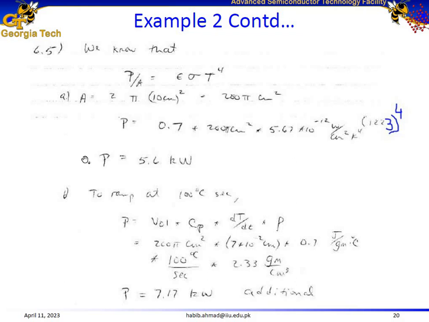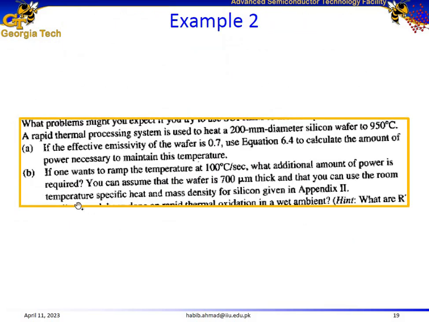Okay, now let us go to part B of this example. If one wants to ramp the temperature at 100 degrees C per second, what additional amount of power is required? You can assume that the wafer is 700 micrometer thick, and there you can use the room temperature specific heat and mass density for silicon given in appendix 2. Okay, we talked about annealing and the power consumed during that.